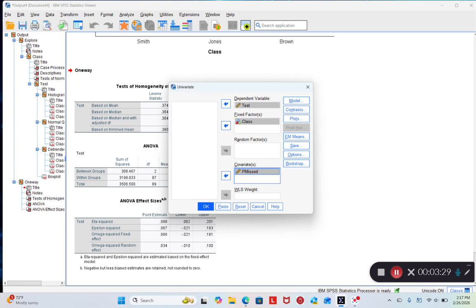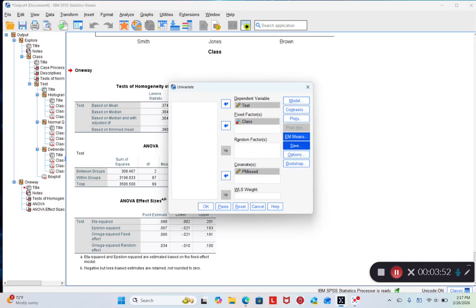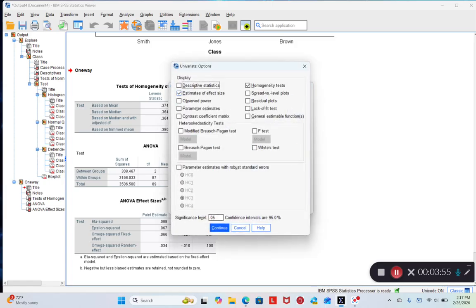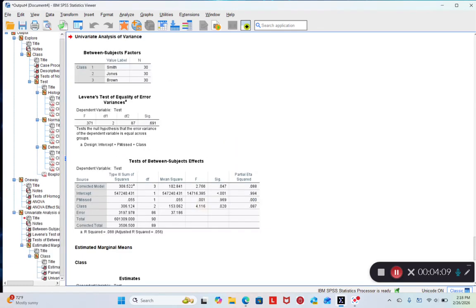Once we have that information where we need it, we will go to the EM Means, click class and put class over to display means for class. Compare main effects, and we do want the Bonferroni option in this box. Then we click continue, go to our options, and select homogeneity tests and then the estimates of effect size as well. Click continue, click OK.